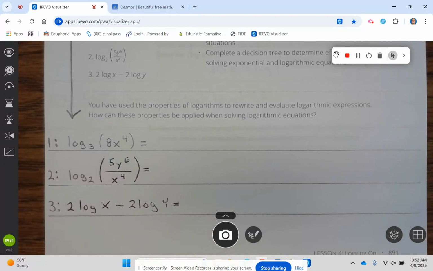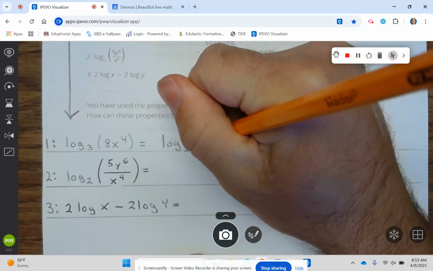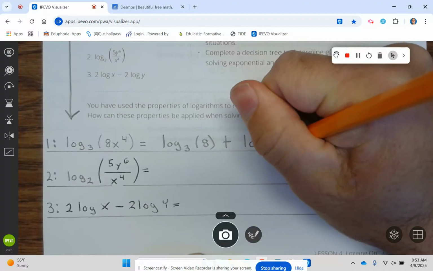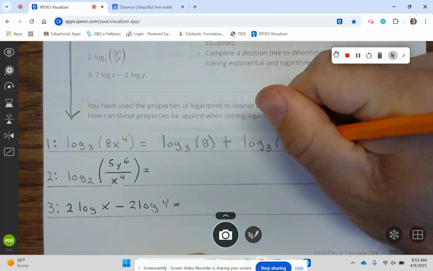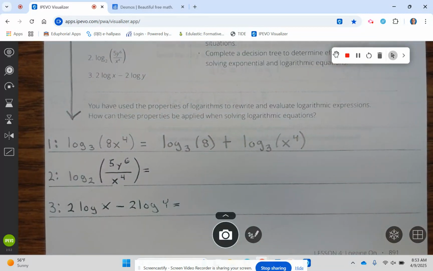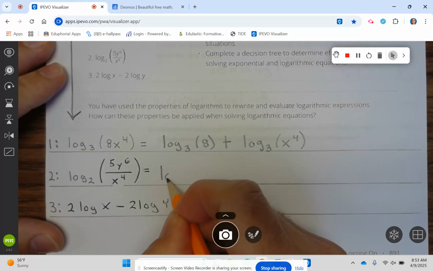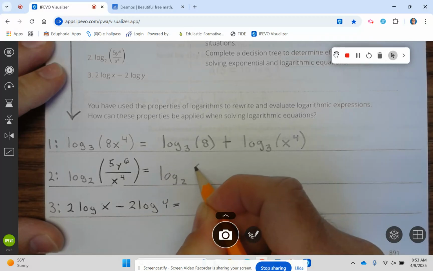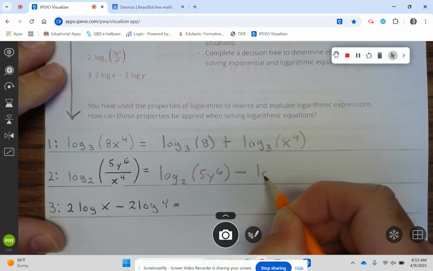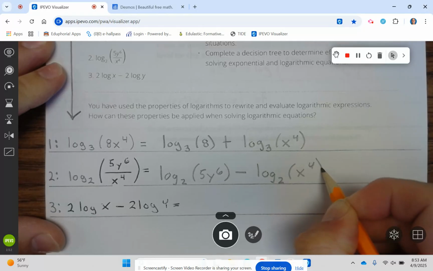Warm up. Use the properties of logarithms to rewrite each expression. One, log base 3 of 8 times x to the 4th can be rewritten as log base 3 of 8 plus log base 3 of x to the 4th. 2. Log base 2 of 5y to the 6th divided by x to the 4th can be written as log base 2 of 5y to the 6th minus log base 2 of x to the 4th.